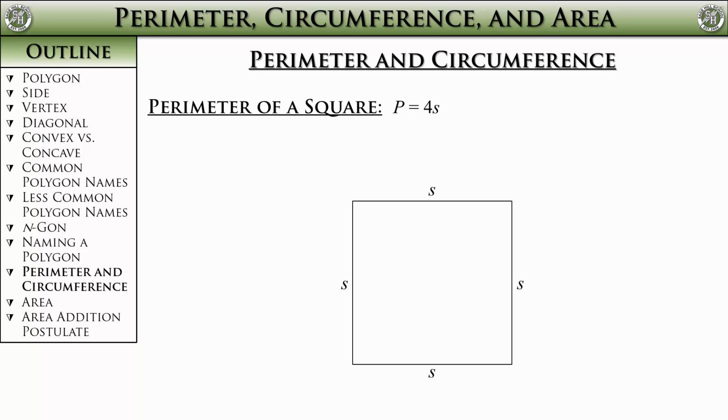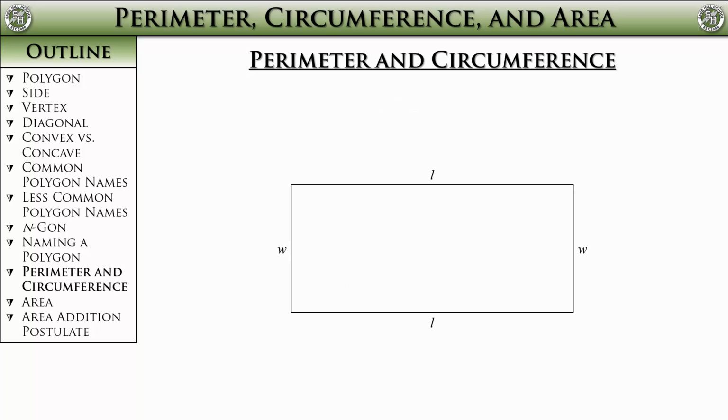There will be a lot of formulas as we move through the year, but let's start off with some of the easy ones. If each side of a square is of length s, then the perimeter of the square is of length 4s. Before I move on to the rectangle's formula, a word about labeling.